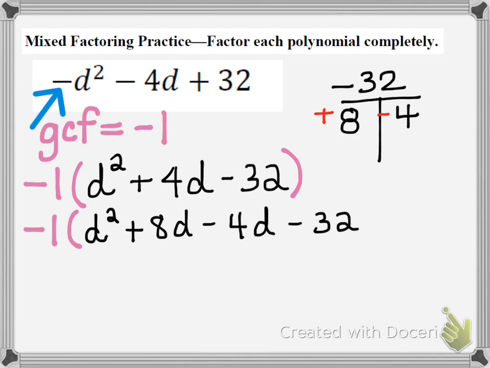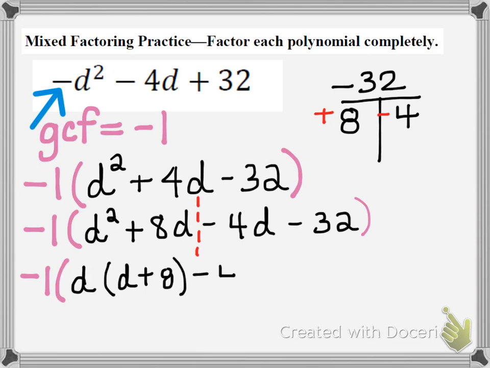4d minus 32. Then we're going to split our 4-term polynomial down the middle so we can do the grouping method. We still have the -1 out front as our GCF. Then the first 2 terms, the d squared plus 8d, they have a GCF of d and leaves behind d plus 8. Our second 2 terms have a GCF of -4, and when we factor out the -4, we're left with the binomial d plus 8.